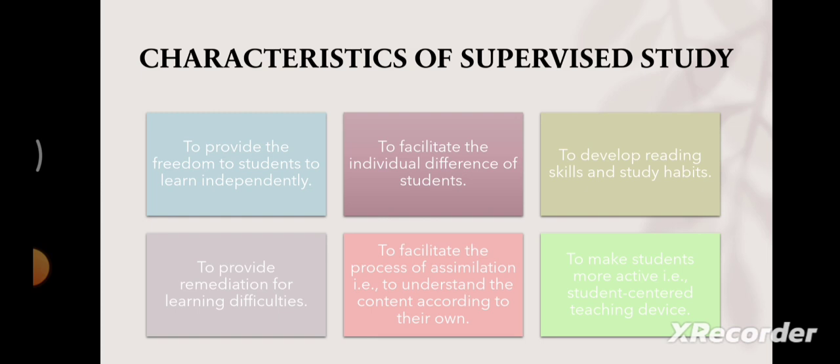Now let's see the characteristics of supervised study. The first is to provide freedom to students to learn independently. The next is to facilitate the individual differences of the students. The third is to develop reading skills and study habits. The fourth is to provide remediation for learning difficulties. The fifth is to facilitate the process of assimilation, so the students understand the content according to their own pace. And the last is to make students more active, because this is a student-centered teaching device. So these are the characteristics of supervised study.